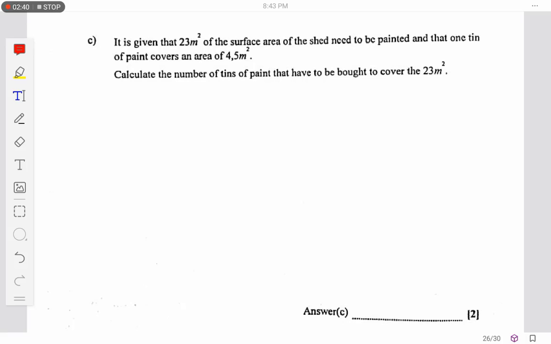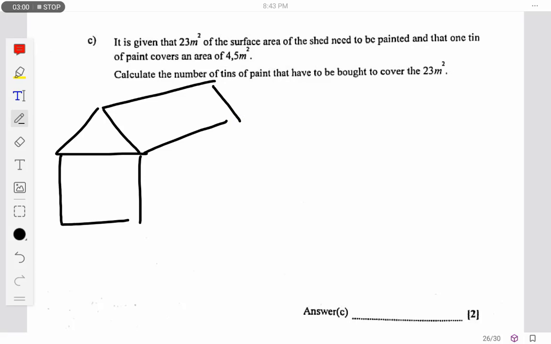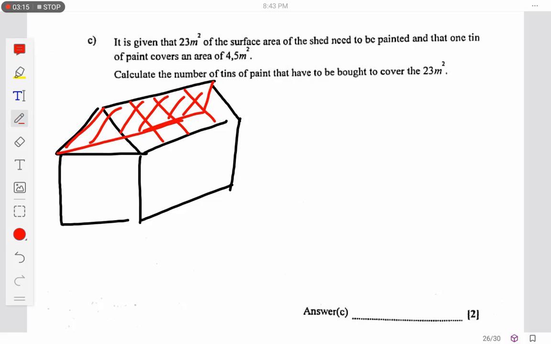We are now given that 23 meters squared of the surface area of the shed need to be painted, and that 1 tin of paint contains. Okay, so basically for our shed, this is our shed here. We have this roof here. Okay, so the roof is the one that needs to be painted, this one. And you find out we have got it this side, and we also have another roof on the other side there, the one that I'm cross drawing there.